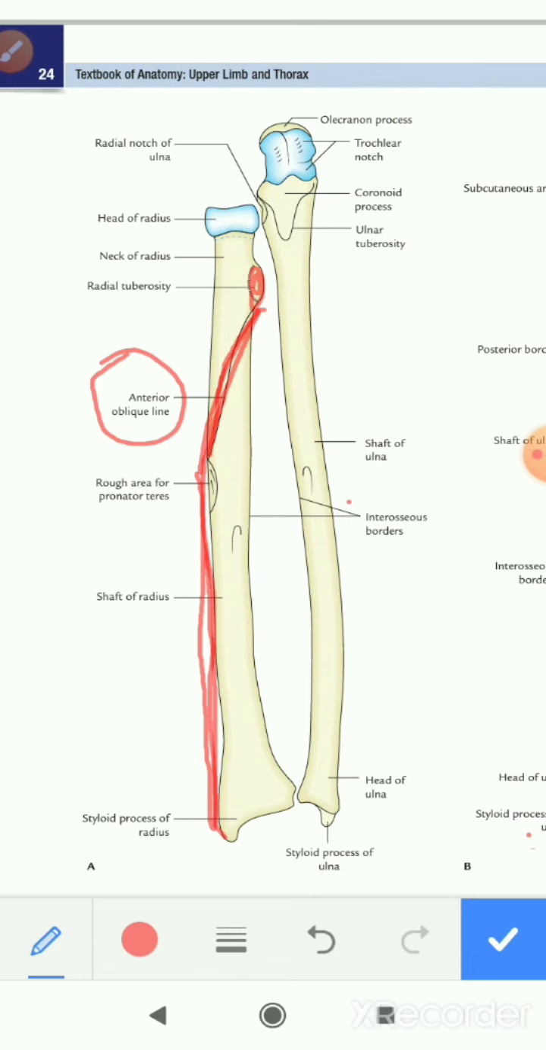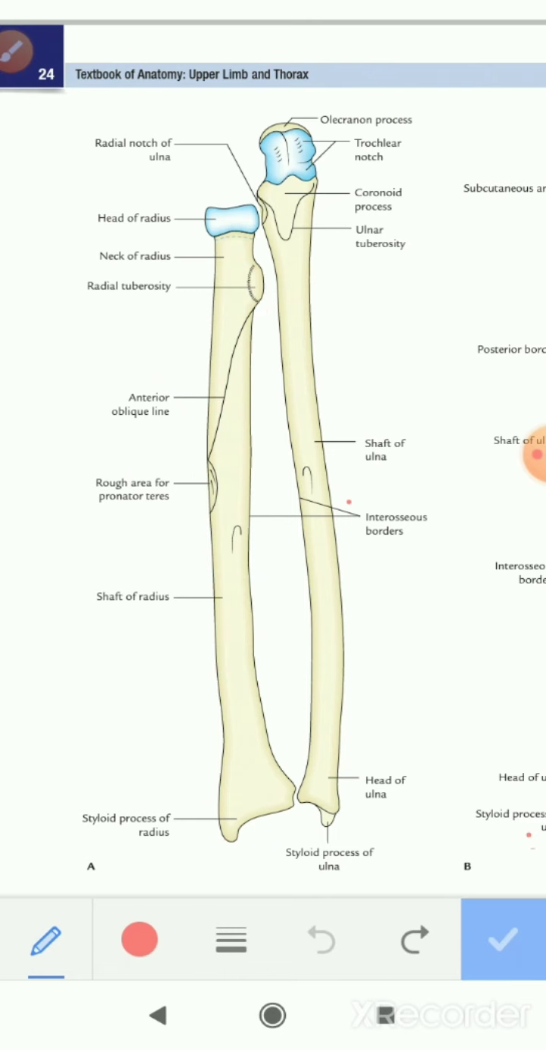Then come to the medial border. The medial border starts from the radial tuberosity and it ends at the posterior border of the ulnar notch. Look at that. The medial border starts from the radial tuberosity, it goes downward and it ends at the ulnar notch. And this part is called the ulnar notch.